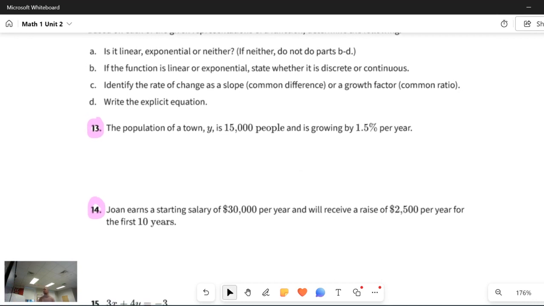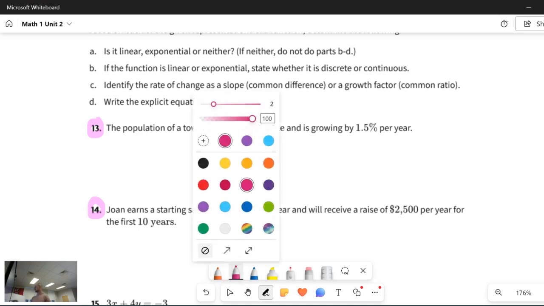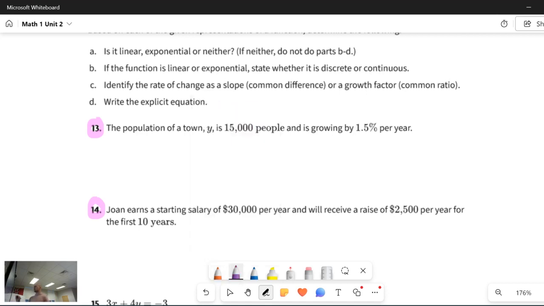Our question 13: the population of a town Y is 15,000 people and is growing by 1.5% per year. So when we look at this right off the bat, we will go with purple. We're going to look at A. It says, is this going to be linear, exponential, or neither? Because it's increasing or decreasing by a percentage and not a staple amount, like 100 down, 100 plus 100, whatever that is, we know that this is going to be exponential. So we get to put that right in there.